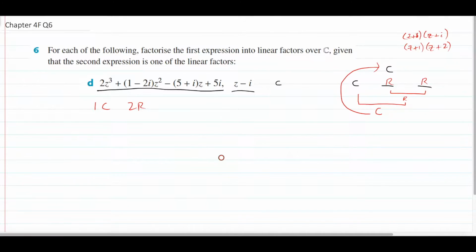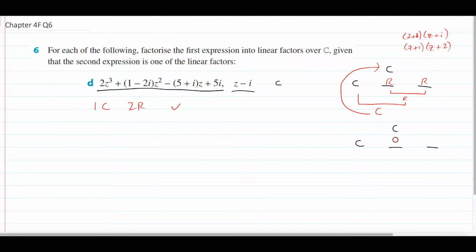It's good to always check that as well, because this actually happens quite frequently in the exam, where they ask you what is my possible set of solutions, without asking you to solve for the actual solutions or factors, okay? So one complex, two real, that is a possibility, but what else can we have? We know that the overall expression is complex. We know one of the factors is complex. What other two factors can we have?